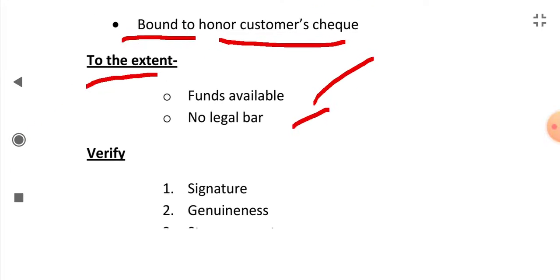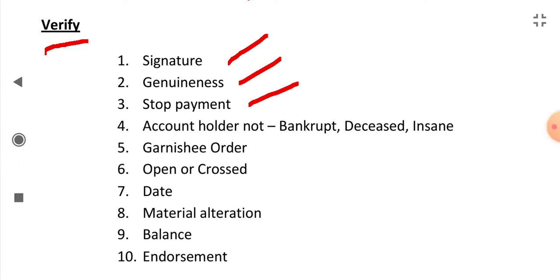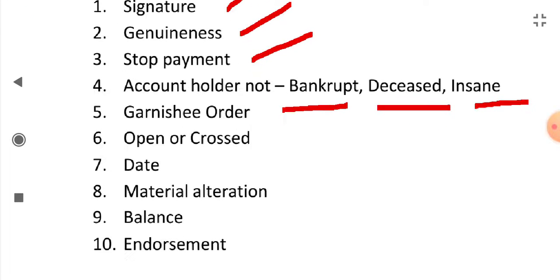He should check that. So what will he verify when he gets the instrument or check? He will verify the signatures, that the signatures are matching. He should check the genuineness of the check, that it's a real check, not a fake check. He should check that there is no stop payment request, where the account holder has requested that the check having the following number should not be paid. The account holder is not bankrupt, deceased, or insane, and there is no garnishee order against the account holder.